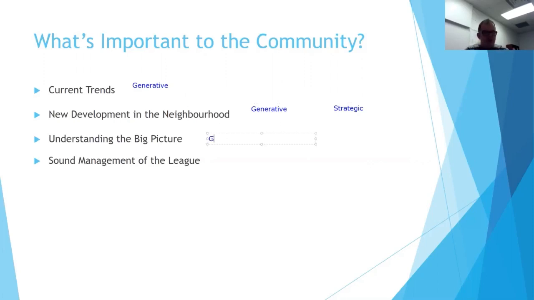Understanding the big picture, again, that connects to both the generative idea that I talked about and the strategic idea. So it allows you to think about your work in a new way. It can also allow you to plan for your work. Sound management of the league is often what we call a fiduciary responsibility. So that means all of those legal and ethical obligations that you have as a board member, they could be taken care of in that idea of sound management of the league.